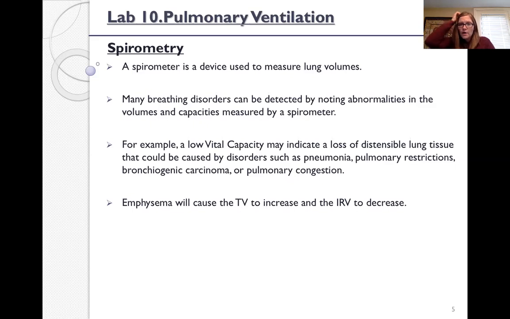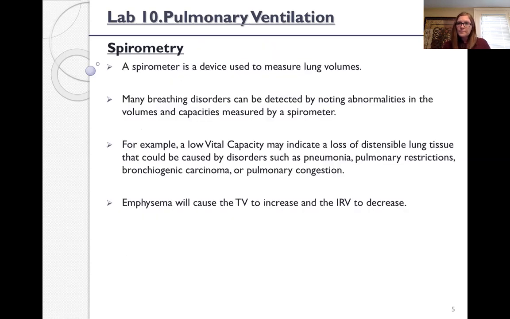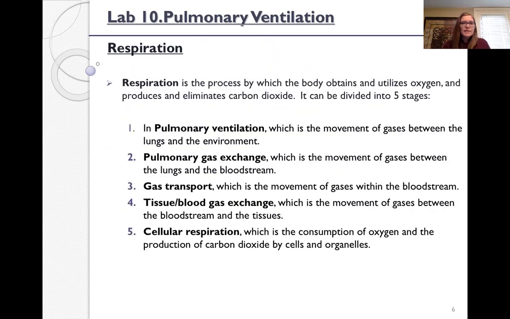Emphysema will cause the tidal volume to increase and the IRV to decrease. So if you go back to this, with emphysema you see this increase and this area up here decrease. That gives an indication that emphysema is there. All right, a couple other pieces.